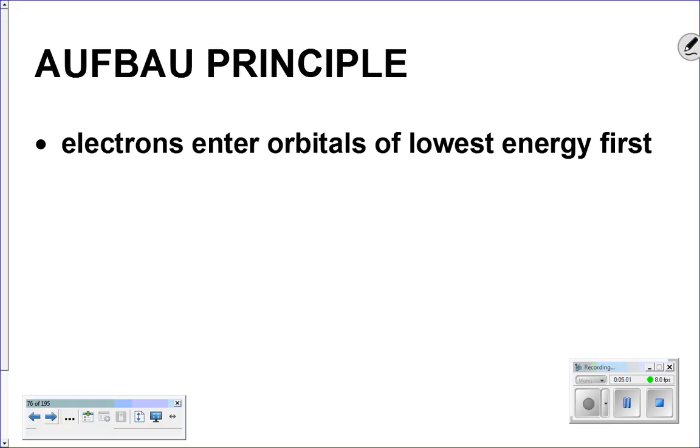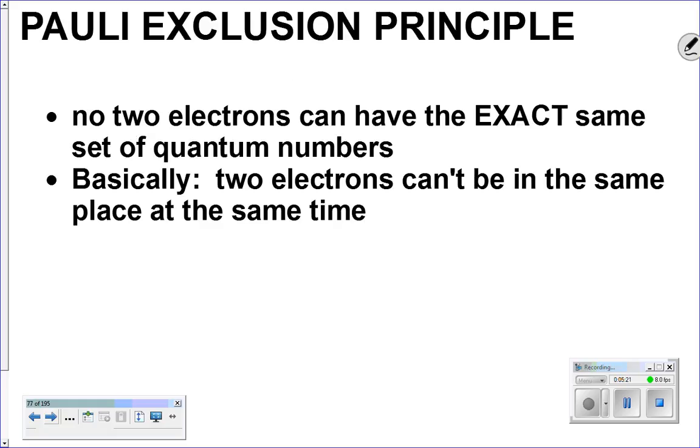One of those rules is called the Aufbau principle. And this says electrons enter orbitals of lowest energy first. This just means when you're filling up one of these diagrams, you put electrons in the lowest energy orbital first. We do the same thing with Bohr. And you don't need to worry about the details, the name for this. Just follow the rule. Pauli exclusion principle says that no two electrons can have the exact same quantum number. This just means that two electrons can't be in the exact same place at the exact same time, just like people.